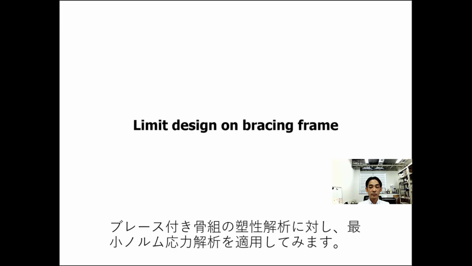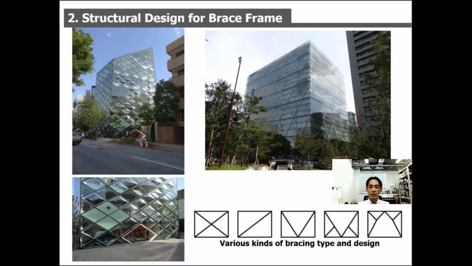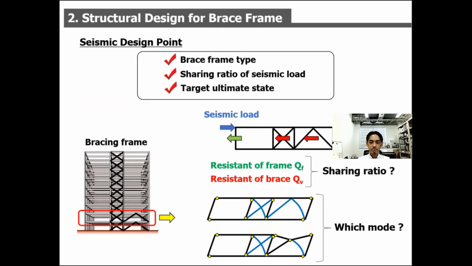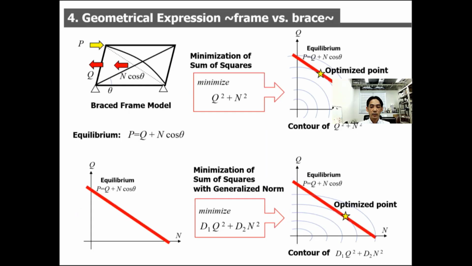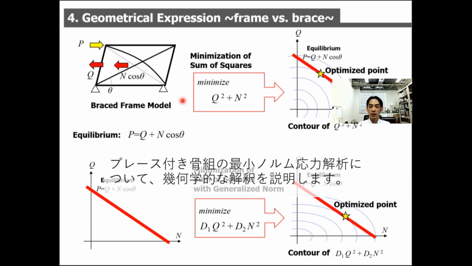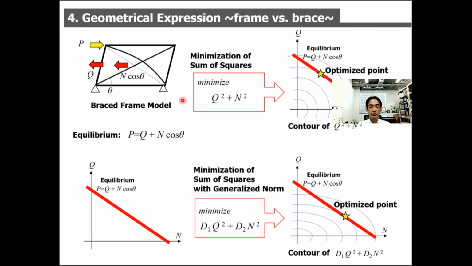Here we focus on the limit analysis of bracing frame structures. To keep the high seismic resistant performance of a building frame, the bracing structure is usually adopted. During the seismic design procedure of a bracing frame, these design points are considered. Here I will explain the geometric expression for understanding this proposed method.